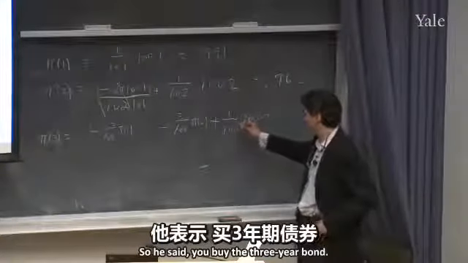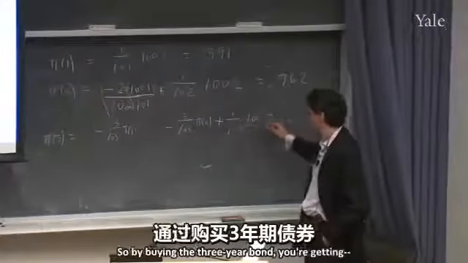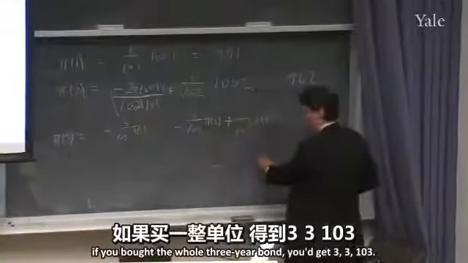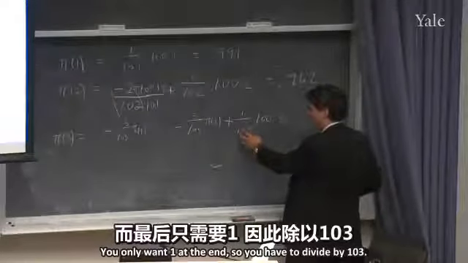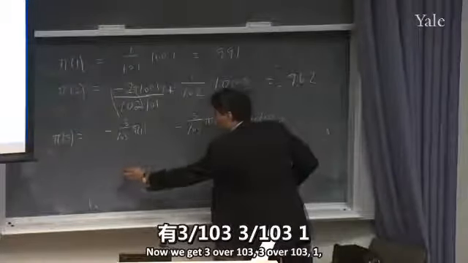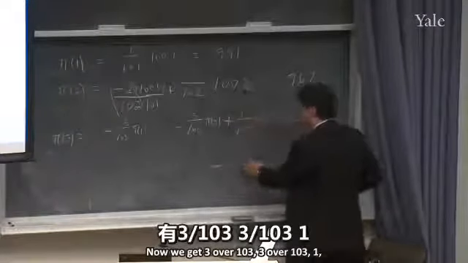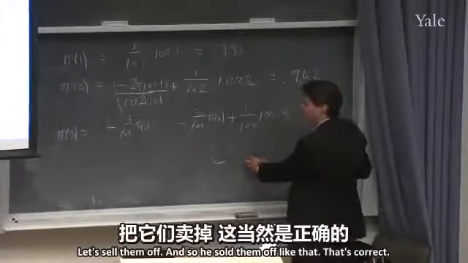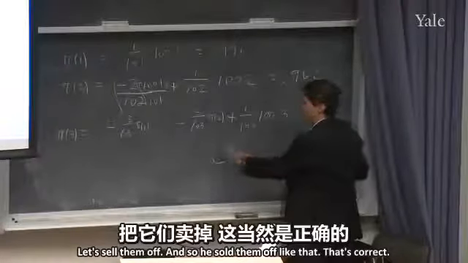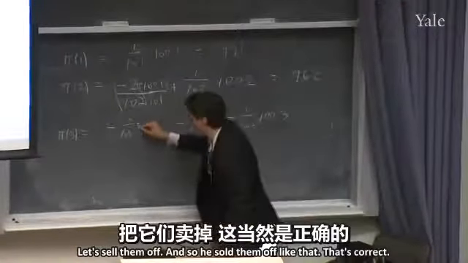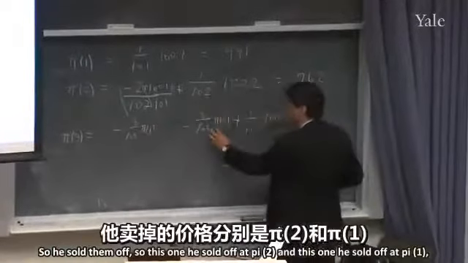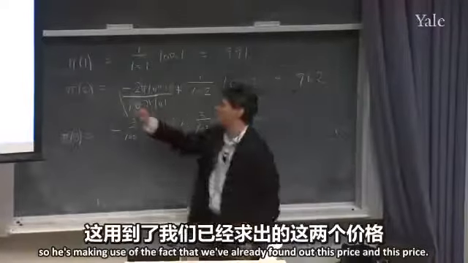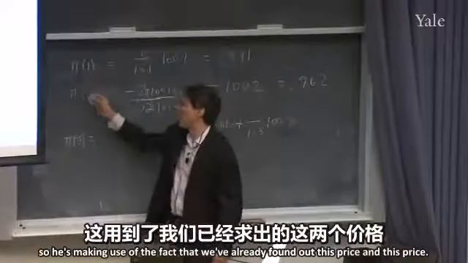So he said, you buy the 3-year bond. By buying the whole 3-year bond, you get 3, 3, 103. You only want 1 at the end, so you have to divide by 103. Now we get 3 over 103, 3 over 103, 1. And so he's saying, we've got 2 extra payments. Let's sell them off. Actually, that's correct. So this one he sold off at pi 2, and this one he sold off at pi 1. So he's making use of the fact that we've already found out this price and this price.